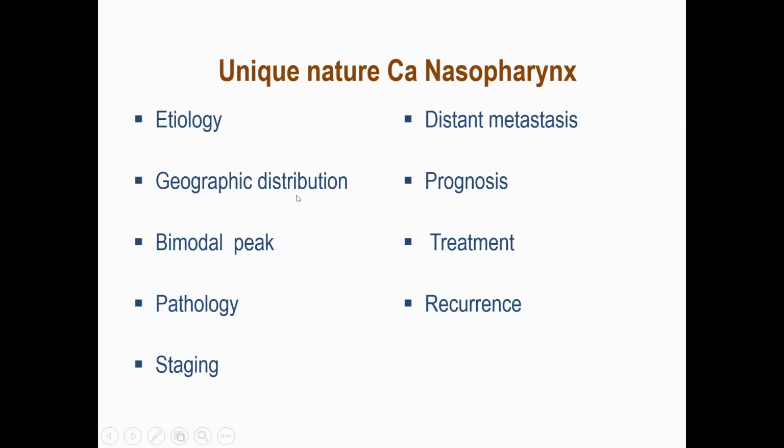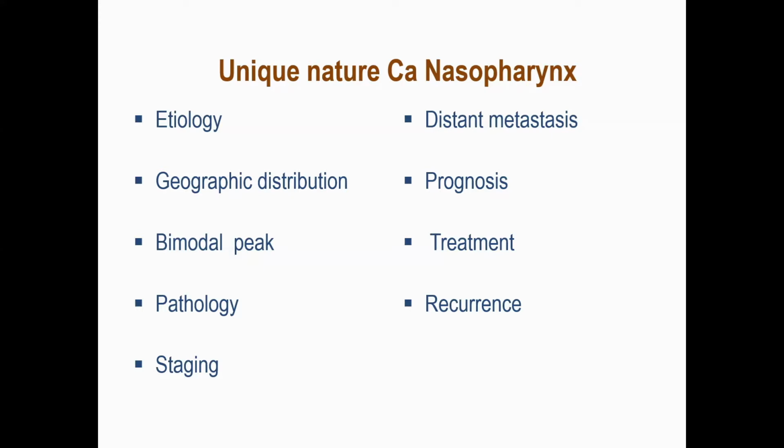Second, there is a definite geographic distribution. The Southeast Asia belt is known for a high incidence of carcinoma nasopharynx, and in India, it is in the northeastern states. There is a bimodal peak like Hodgkin's disease. The second peak is between 50 and 59, the first peak in the second decade. And in pathology, WHO has come up with a separate new classification for carcinoma nasopharynx. They came out initially in 2005 and updated it in 2017.